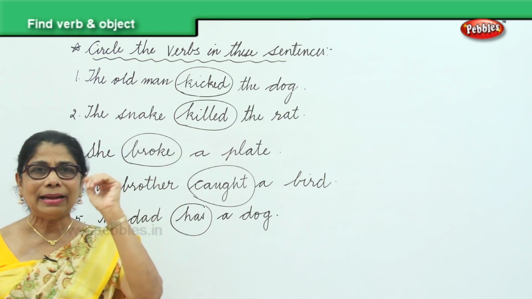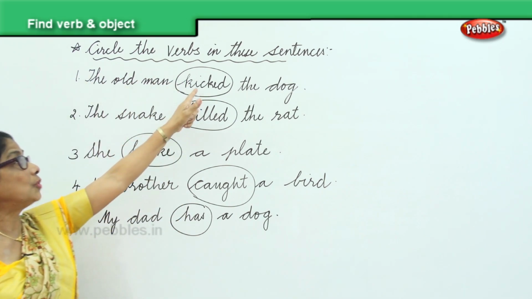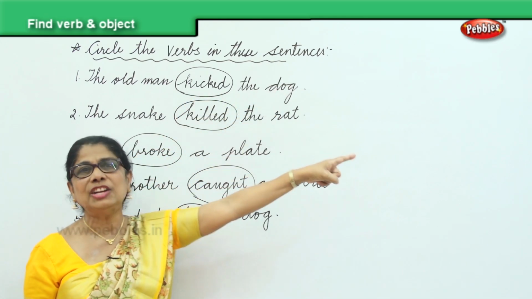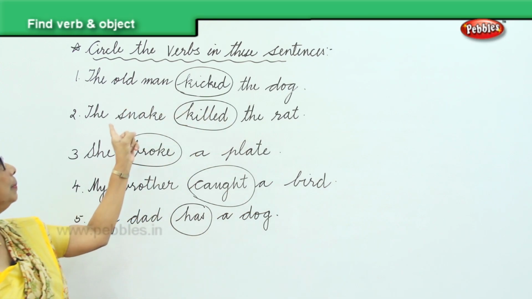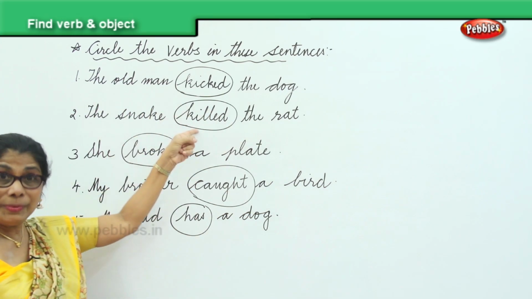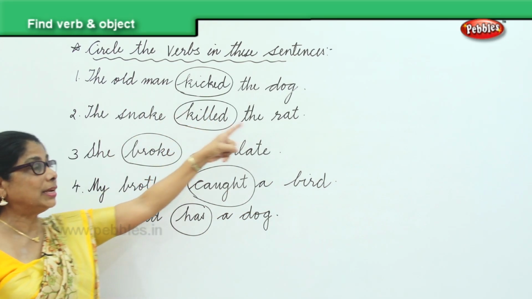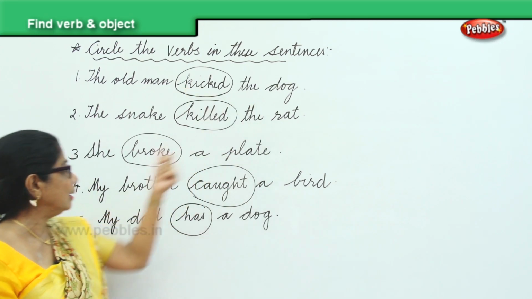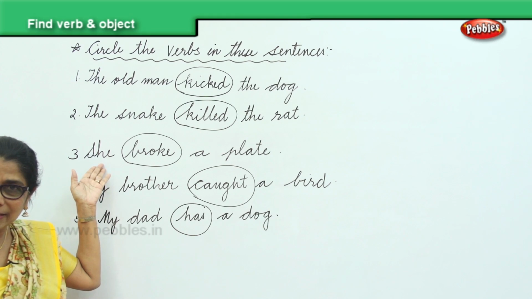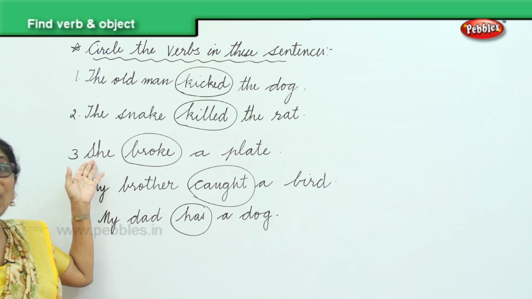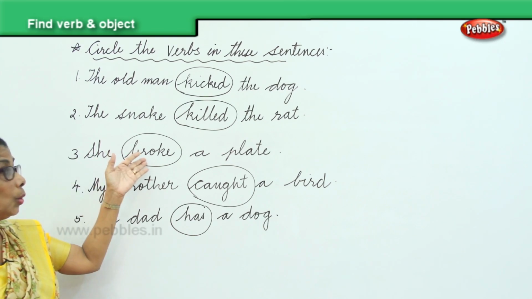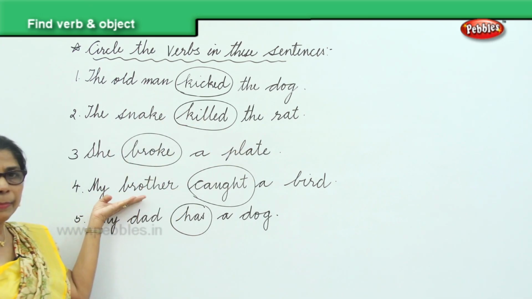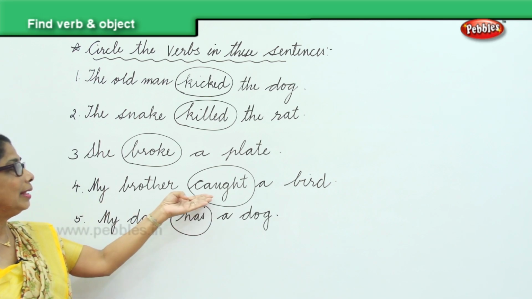Now, let's look at all these sentences, circling the verbs. What did we learn? A sentence has a subject, it's got a verb, and it's got an object. So, something is done to the object. What is the subject here? The snake. What is the verb? Killed. What is the object here? Rat. What has been done to it? It's been killed. The rat is killed. Now, what is the subject here? She. Where is the verb? Broke. What did she break? Plate. Now, my brother is the subject here. He caught.